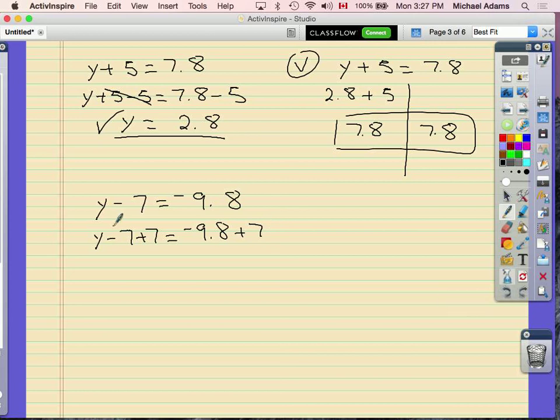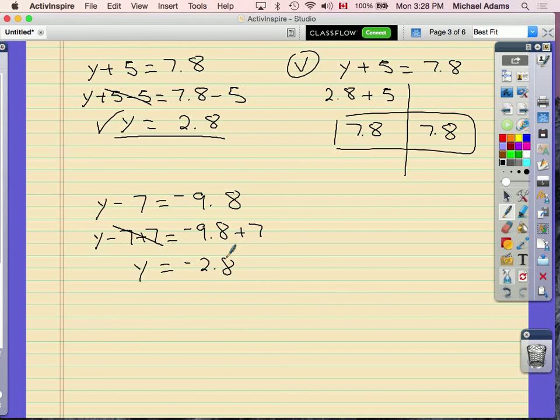Here on the left side, these cancel out, leaves me with y. And over here, if I have a negative 9.8 plus 7, well, that's going to give me a negative 2.8.